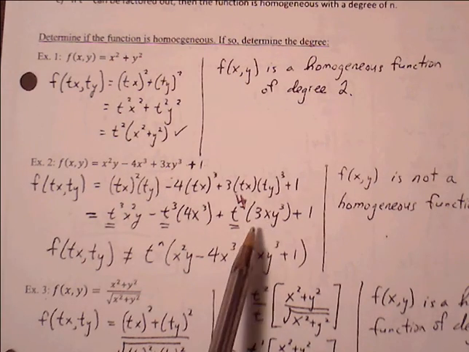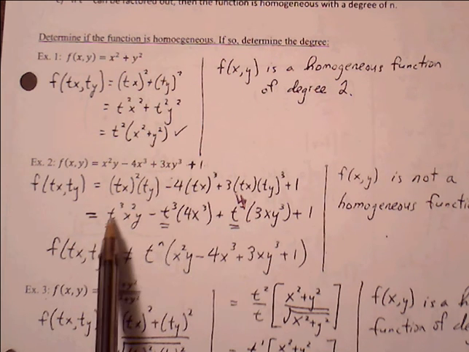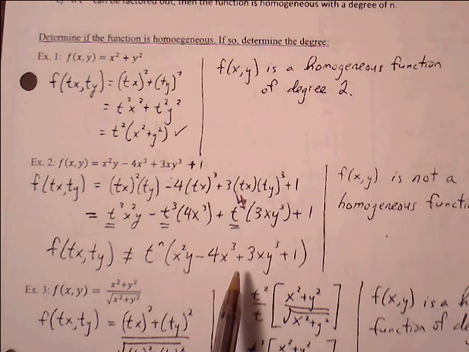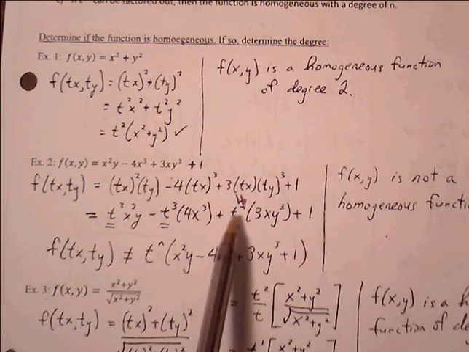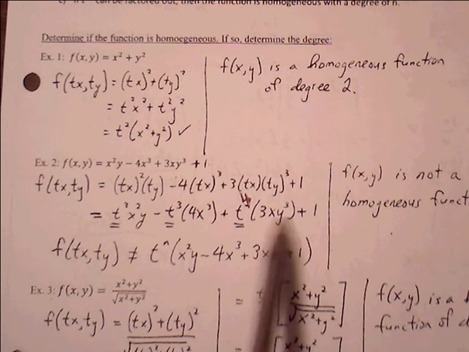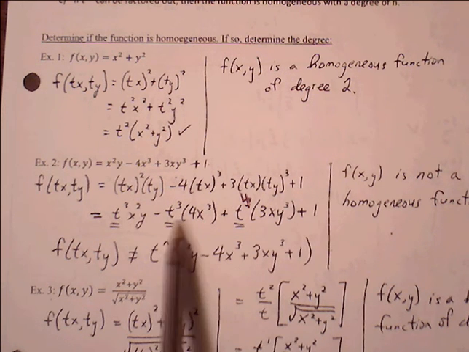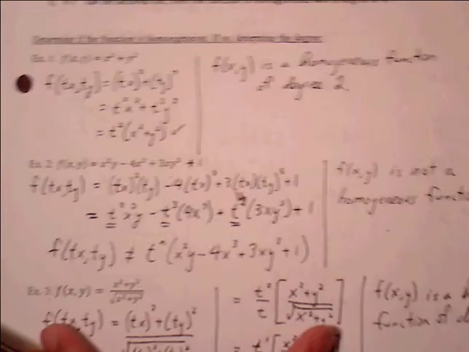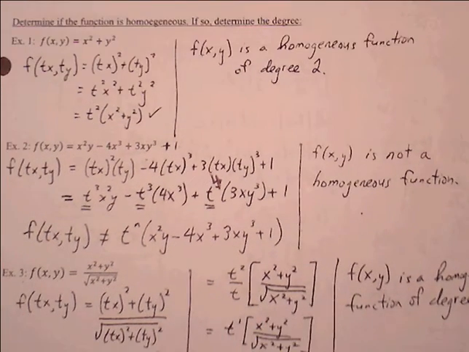3xy cubed. Now notice that we're not able to factor out the same powers of t for each of the terms. Since we can take 3 from these terms, we can take 4 from here, we can take none from here. So f of xy is therefore not a homogeneous equation or a homogeneous function.